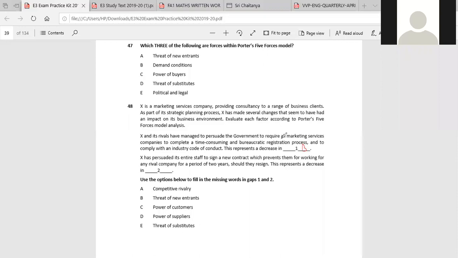threat is decreasing. Threat is a danger. When they enter into the market, it becomes a threat. When they do not enter into the market, the threat is decreasing. Danger is decreasing.